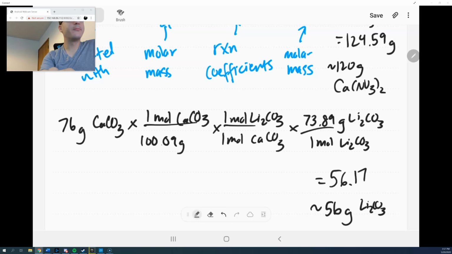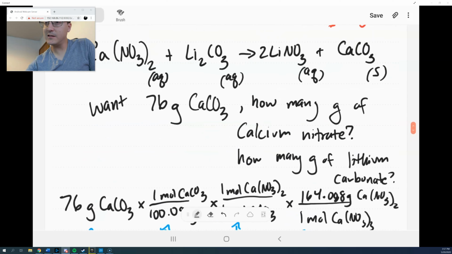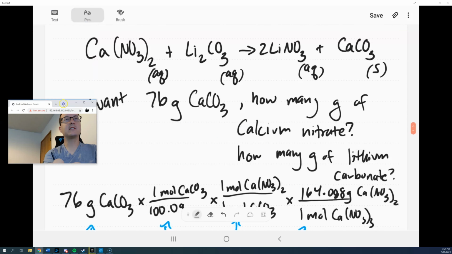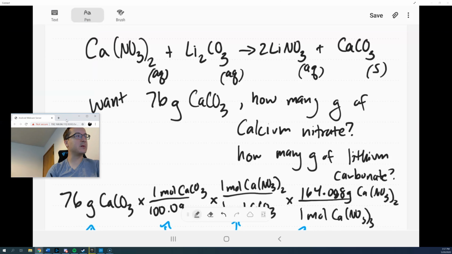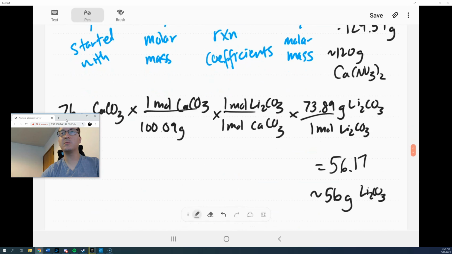Okay, so if we wanted to make 76 grams of calcium carbonate, according to this chemical equation, using these two reactants, we would go ahead and add in 120 grams of calcium nitrate and 56 grams of lithium carbonate. So that would be how many of each we would need to make that amount of product. Okay?